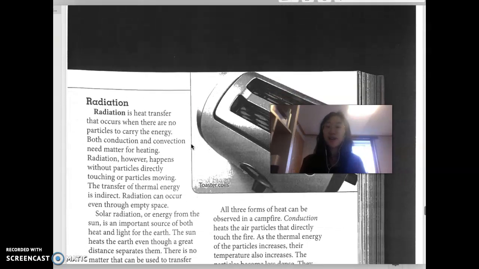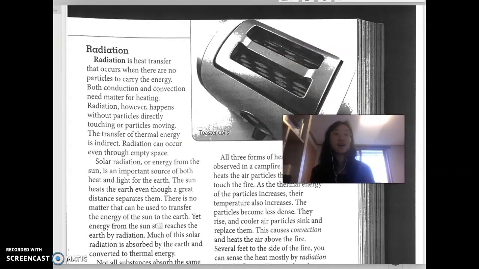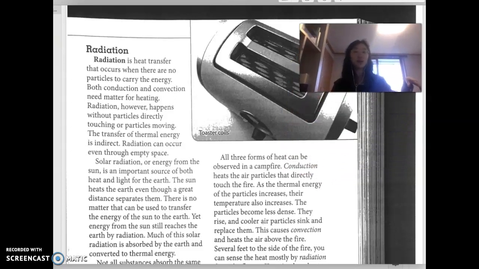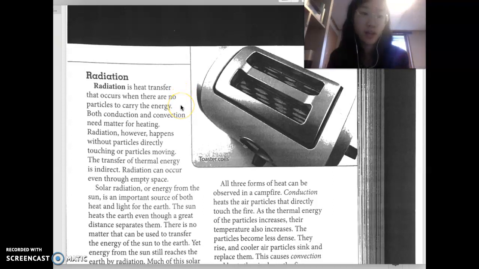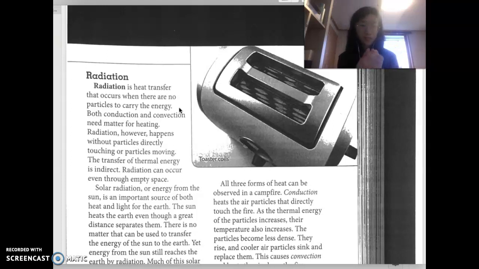Cool. How about radiation? So just think about the sun, how we're getting heat even right now through my window, getting some heat, right? Let's read about that. Radiation is heat transfer that occurs when there are no particles to carry the energy. Both conduction and convection need matter for heating. So it needs a matter.